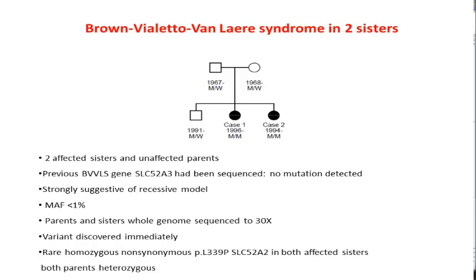The case is strongly suggestive of a recessive model with minor allele frequency under 1%. Both sisters and both parents were whole genome sequenced to 30x. The causative variant, a non-synonymous mutation in the SLC52A2 gene, was discovered immediately and found to be homozygous in both cases and heterozygous in both parents, as we had predicted.